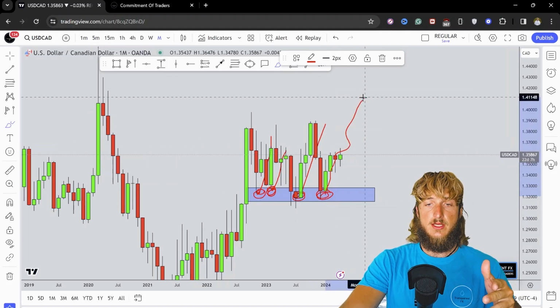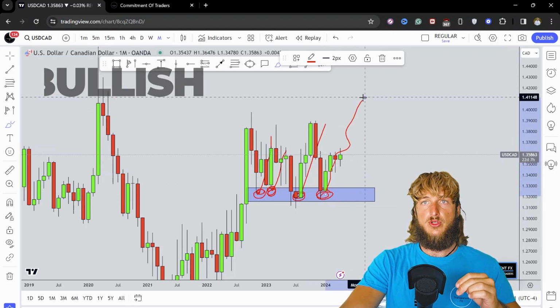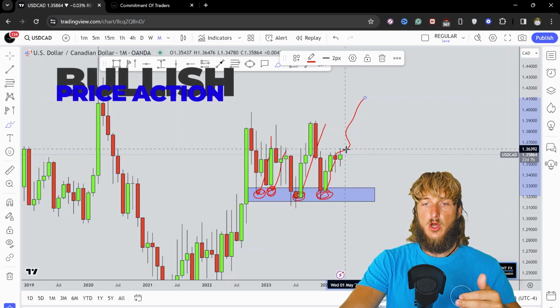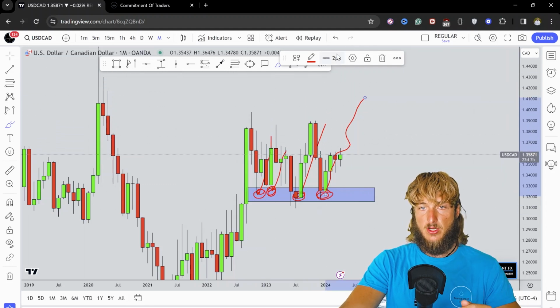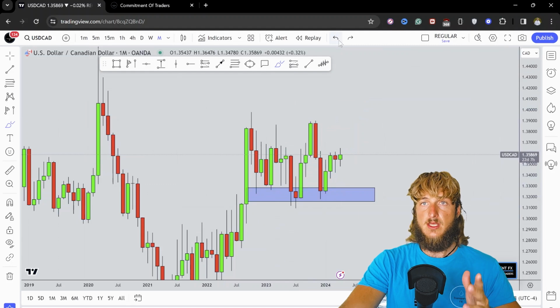So in a situation like this, it is quite clear that more bullish price action has a good probability of being created as the market is rejecting above this area.